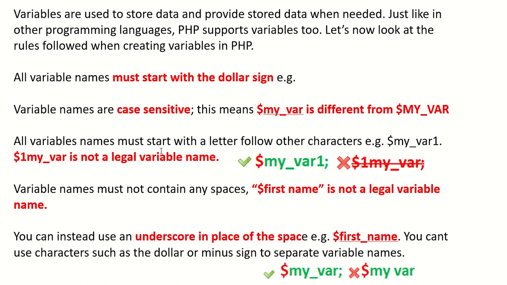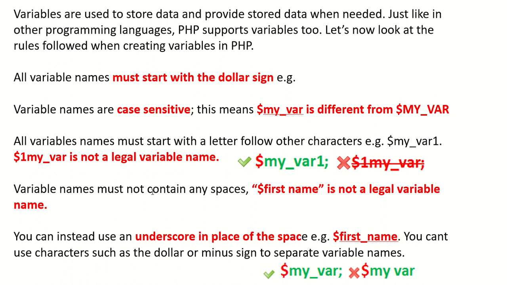All variable names must start with a letter or underscore followed by other characters. That means if I write $my_var1, it is valid, it is legal. But if I start with a number, that is 1, and then write my_var, that is not a legal variable name.